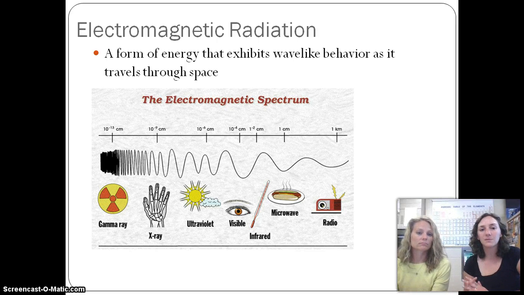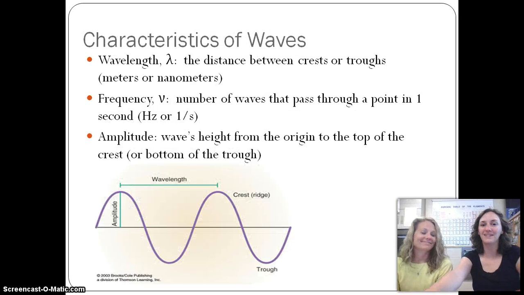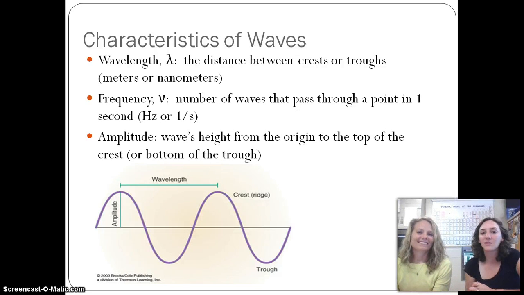So some types of electromagnetic radiation are gamma rays, X-rays, UV rays, infrared, visible light, microwaves, and radio and television waves. And satellite. Yes, there are lots of types of waves. Let's talk about characteristics of waves.